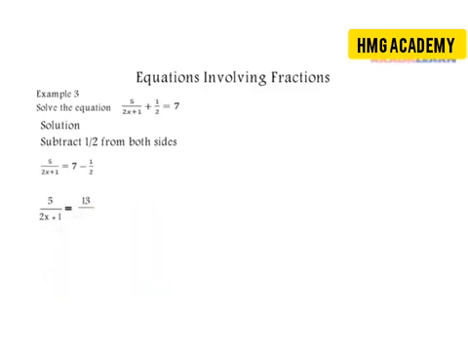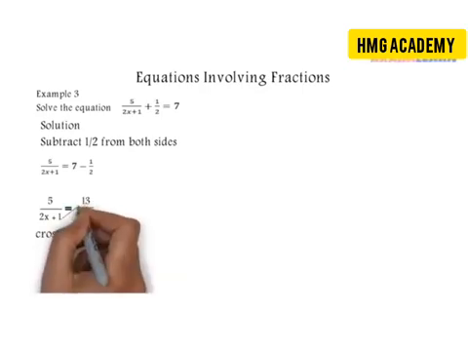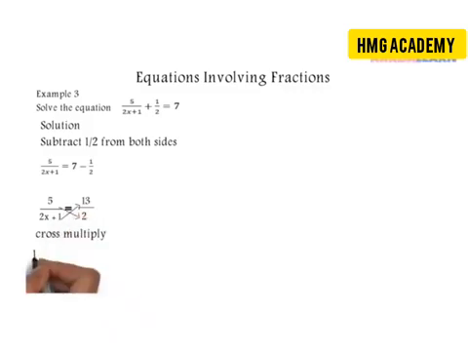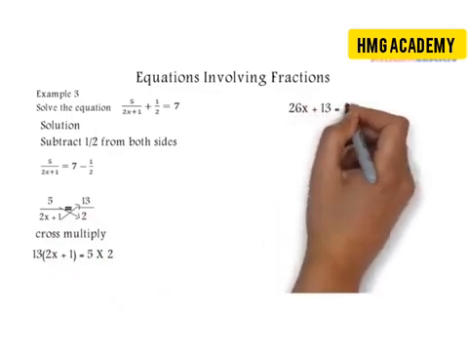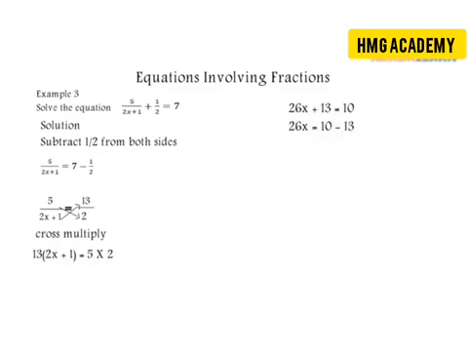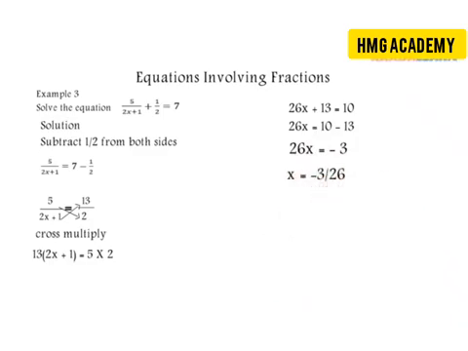The next thing we need to do now is to cross multiply. We are going to see how to do that with the aid of an arrow. Multiply that and this multiply that. So we have 13 into (2x + 1) equals 5 times 2. We open the bracket on the left hand side: 26x + 13 = 10. We subtract 13 from both sides. We have 26x = -3. We divide both sides by 26 and our x is -3/26.